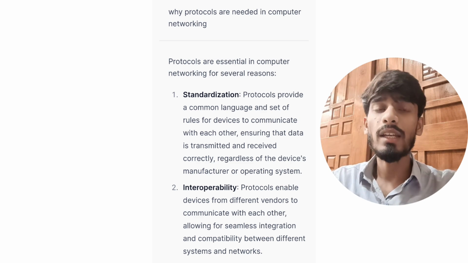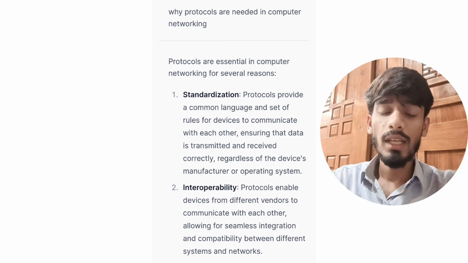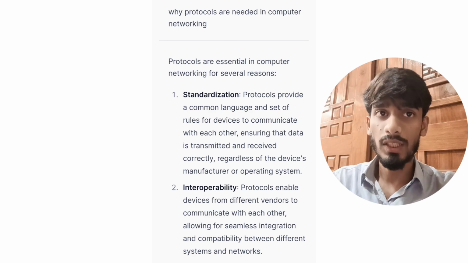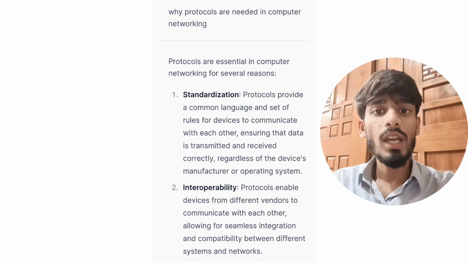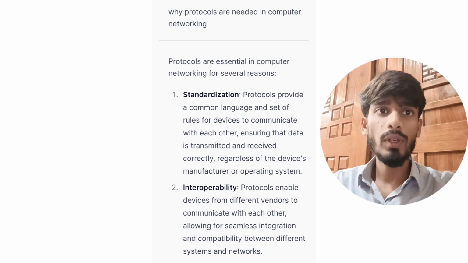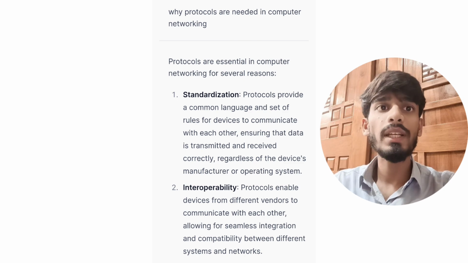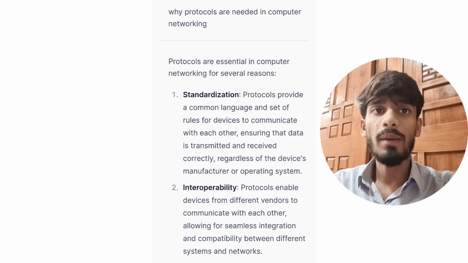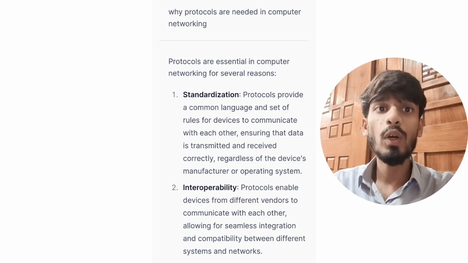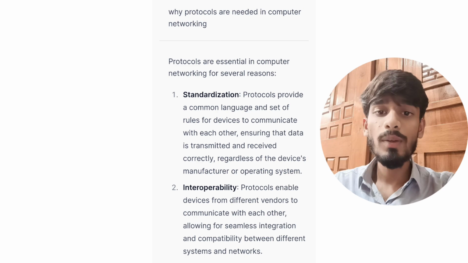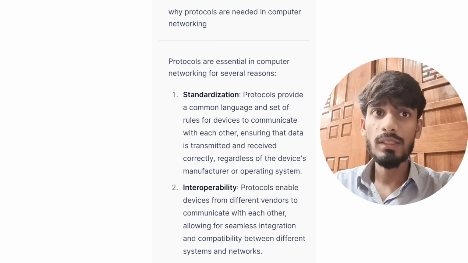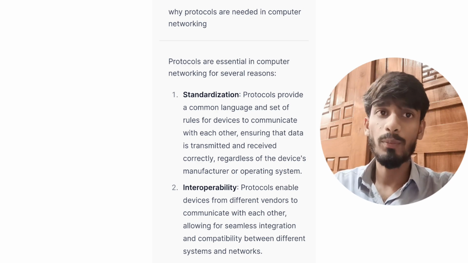First is standardization. Second is interoperability. Third is efficient data transfer. Fourth is error detection and correction. Fifth, security. Sixth, scalability. Seventh is reliability. Eighth, quality of service. Ninth, network management. Tenth, innovation. These are the reasons why protocols are important.